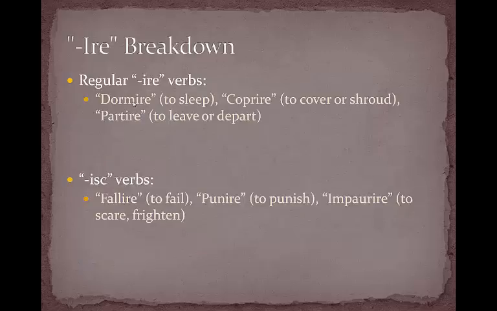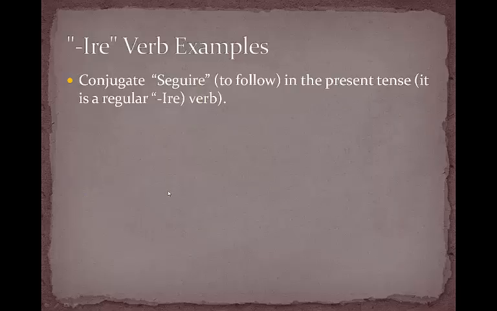So, I'm just giving you a few more examples of these. Some regular IRE verbs. Dormire means to sleep. Coprire means to cover. Partire means to leave or depart. Your suffix verbs: fallire, punire, impazzire. So I'm just going to conjugate these. This one you would say fallisco, fallisci, fallisce. This one you would just say dormo, dormi, dorme. Again, once you get the hang of them, nice and easy.